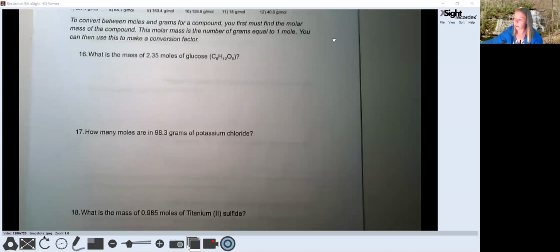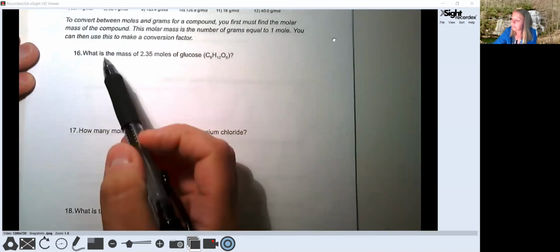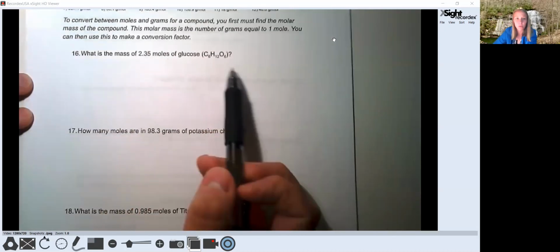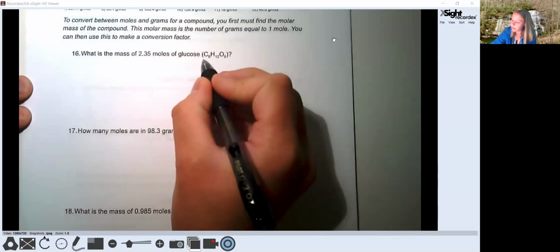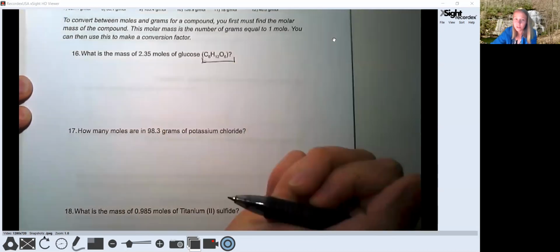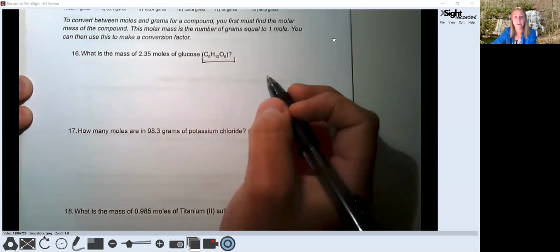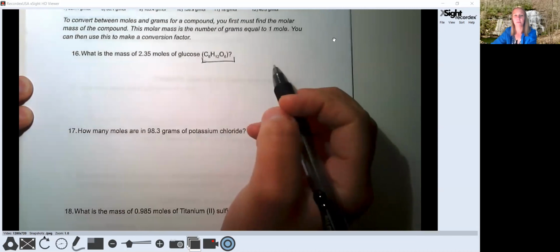Now let's start at number 16 and just go through them one by one. What is the mass of 2.35 moles of glucose? And glucose is this formula, the C6H12O6. So any of these mole conversion problems, we're just doing dimensional analysis. We're going to start by writing our value, our unit, and our substance down.